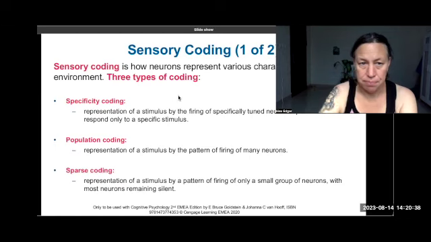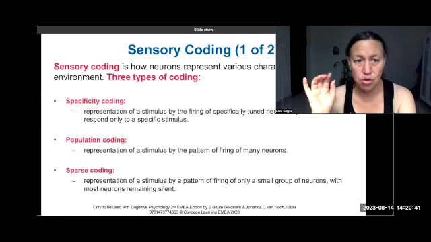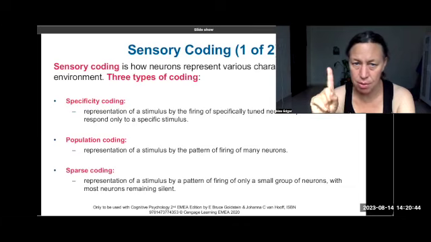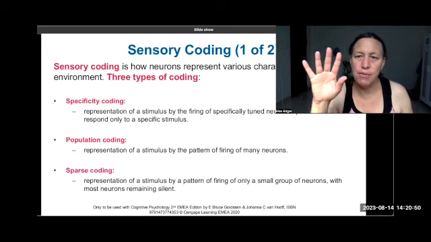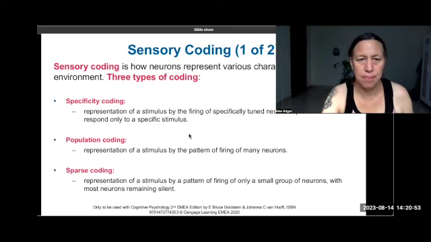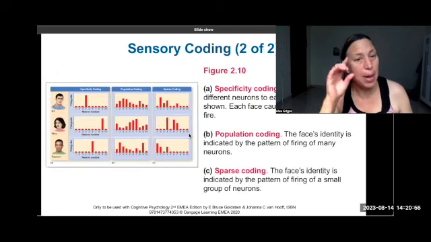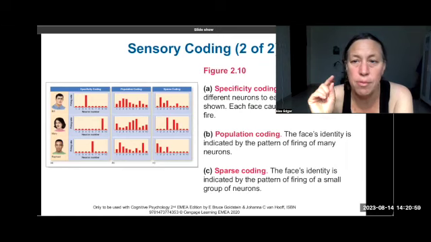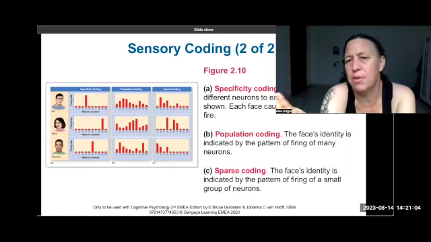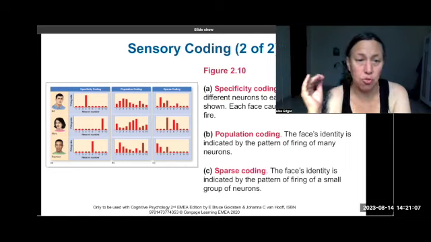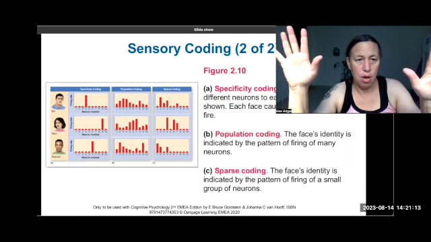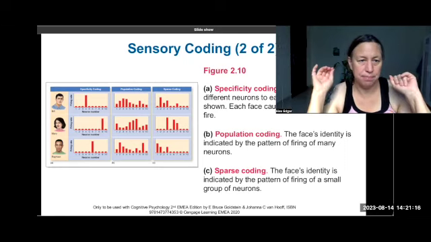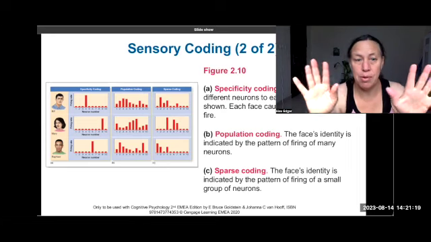Now there's three types of coding: specificity, population, and sparse. So specific means single, population means large group, and sparse means only a few. For example, there may be a single neuron that processes very important information about the face, like gender, perhaps. I'm just giving you an example, I don't know. Then you get population where a whole batch of neurons are all firing together to say, oh, there is Mary. I know all about Mary.